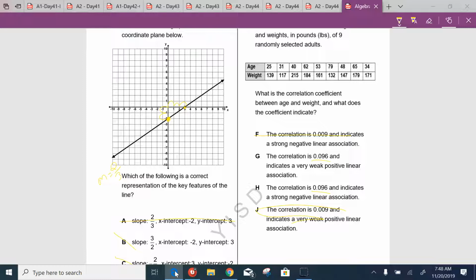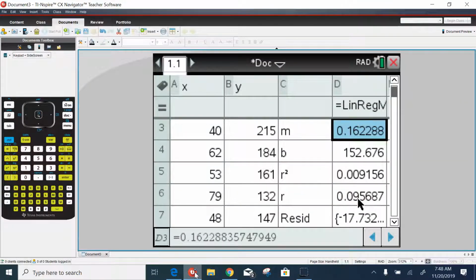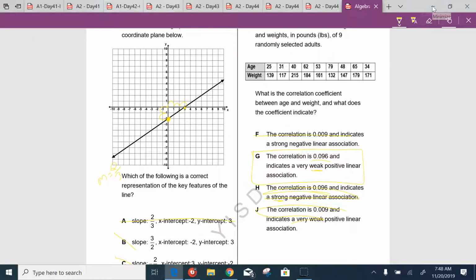What does that mean? Well, we know that it's really close. It's closer to 0 than it is to 1. So we know it's going to be weak. So here we have the word weak. Here we have the word strong, which is not what it is. So choice G is the correct answer. All right, be careful with that. You always want to use this r value, not the r squared. So let's go ahead and move on to the next question now.